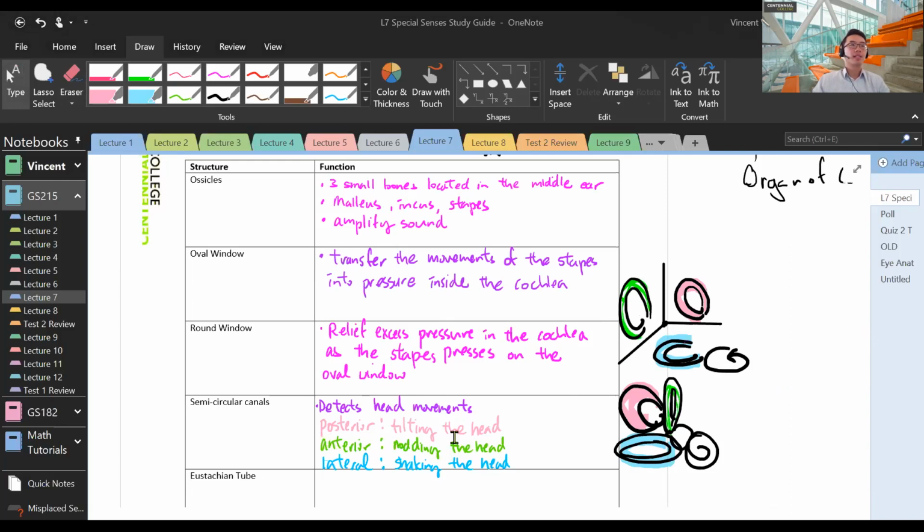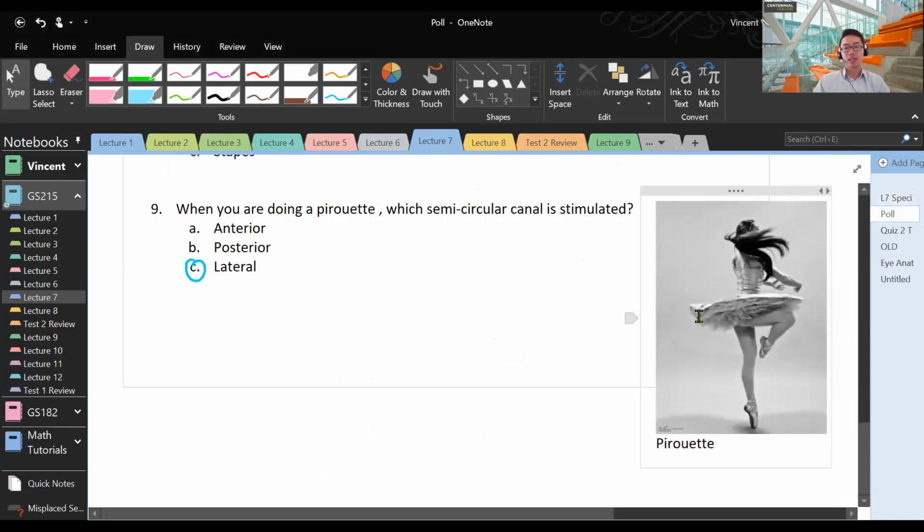Well, anterior is say yes. Okay, not saying no. But I'm talking about what kind of motion. So for example, this is pirouette. It's going to stimulate the lateral. If I want to stimulate the anterior one, what kind of motion does the entire body have to be doing in order to stimulate the anterior one? Does anybody know?